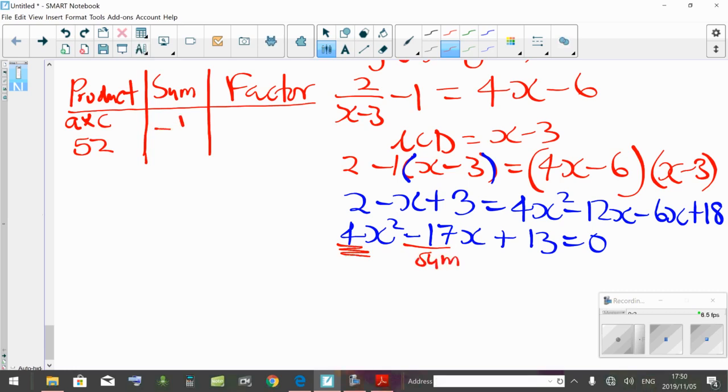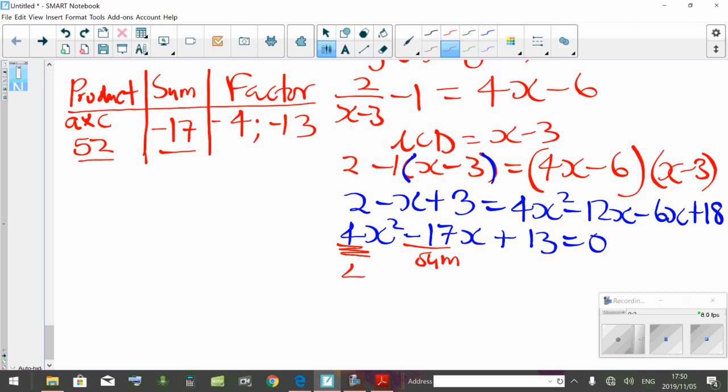Negative 17. Negative 17. And then factor refers to two numbers whose product is 52 and whose sum is negative 17. Just quickly going through my mental maths here, I'm getting 4 and 13. 4 multiplied by 13 does give me 52. But now I want them to give me negative 17. So obviously both of them have to be negative.